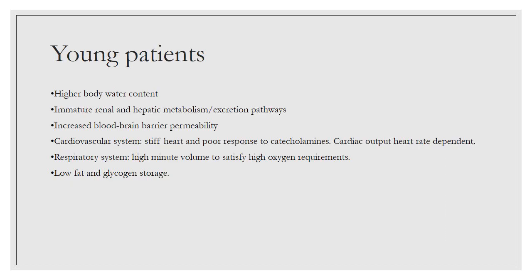For younger patients, what do we know about young patients? They have higher body water content. They have immature renal and hepatic metabolism and excretion pathways. They have increased blood-brain barrier permeability. Their cardiovascular function isn't mature enough. Their heart is stiff. They have poor response to things like adrenaline and noradrenaline. The cardiac output mostly depends on the heart rate.